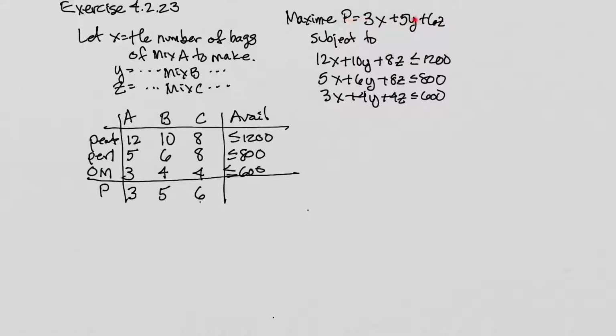So just taking this information and putting it into our linear program, here's what we're trying to do. We're trying to maximize profit: P equals 3x plus 5y plus 6z, subject to these constraints. You can see the constraints are here: 12x plus 10y plus 8z less than or equal to 1,200, and so on. So here is our linear program, and we can solve this if we just put this into our ZWIG media.